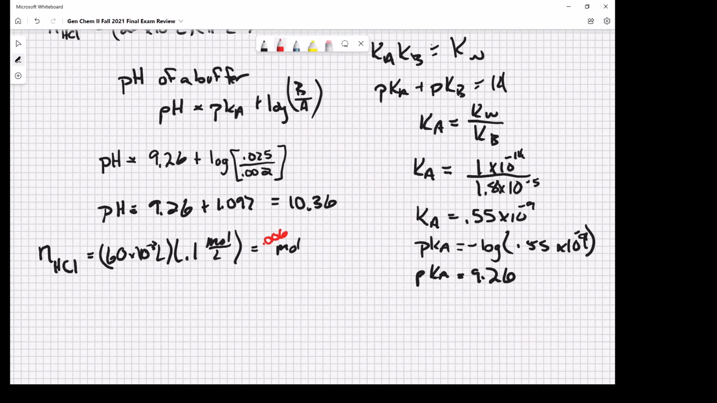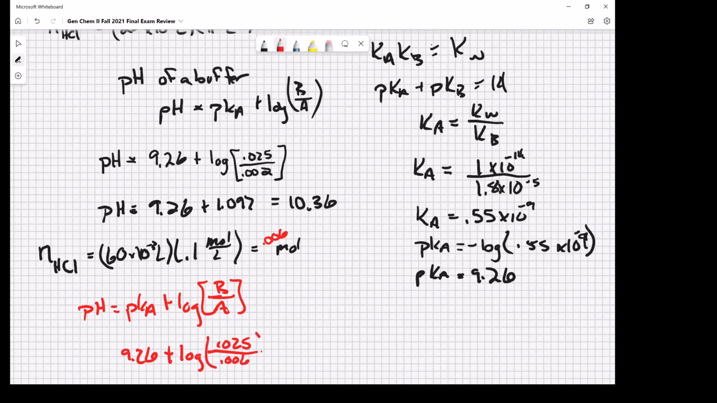So if I haven't reached the equivalence point, the calculation works exactly the same as the previous one. We're still a buffered system, so pH is equal to pKa plus the log of the concentration of the base over the acid. So this is still going to be 9.26 plus the log of 0.025 divided by 0.006. It should be lower than 10.36, but not by a ton because we're in a buffered system. So 9.88.